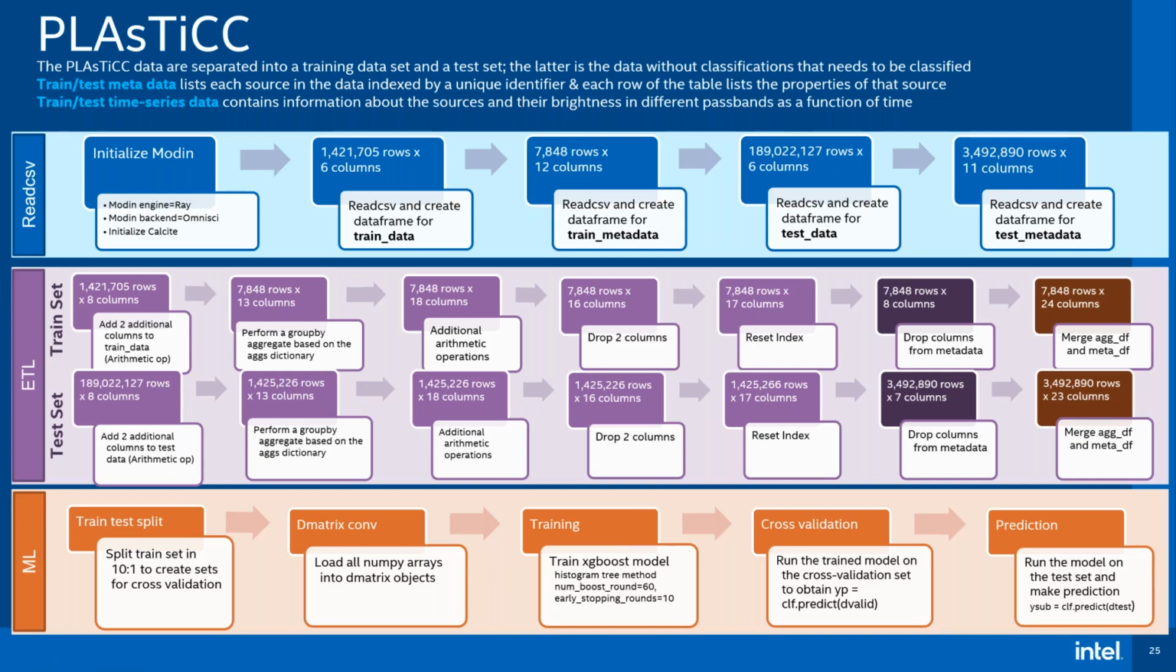In the ETL portion, both the training and the test sets go through arithmetic operations, group by aggregation, drop columns, merge operations, in order to prepare these data frames for the machine learning operations that are to follow. And finally, in the machine learning section, the NumPy array is loaded into dmatrix objects, and the histogram tree method is used to build the XGBoost model over the training set. This trained model is run on the cross-validation set and the accuracy is calculated. And lastly, this model is run on the test set, which is unclassified, in order to classify these objects into one of the 14 astronomical categories.